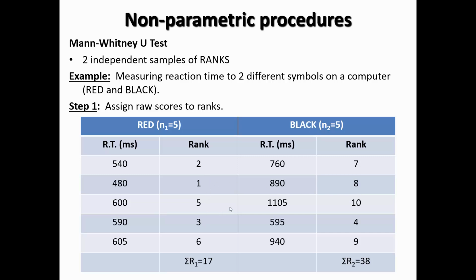Once we have those ranks complete, we add vertically each column, and we come up with a sum of the ranks for the first group. We'll label this R1, which is 17. We do the same thing with the second group, the black group, label it R2, and get a value of 38.